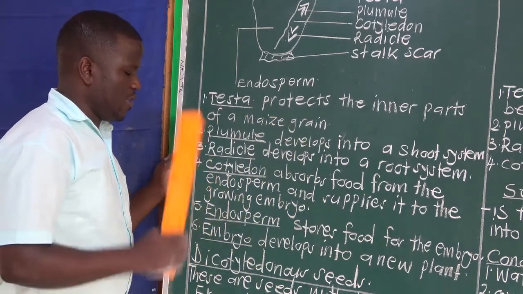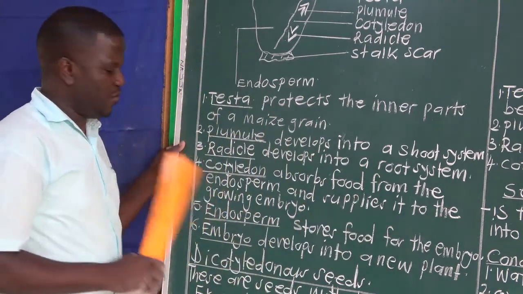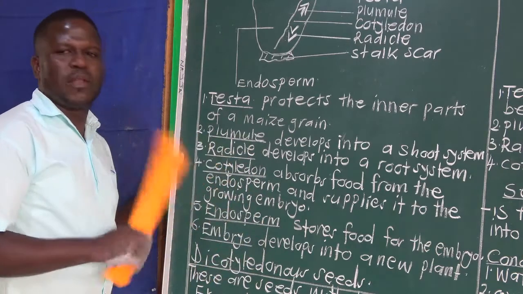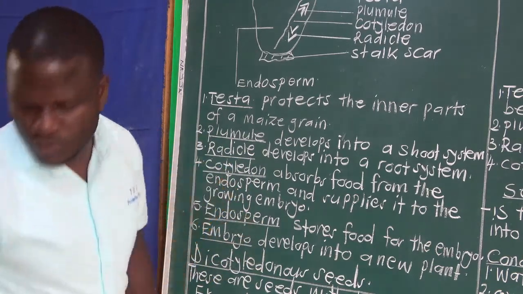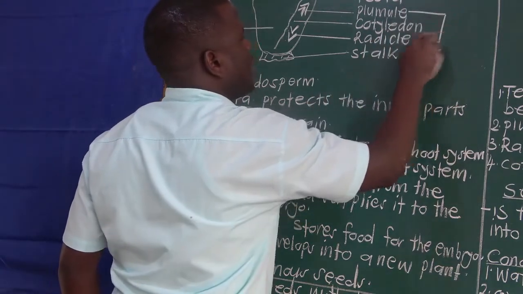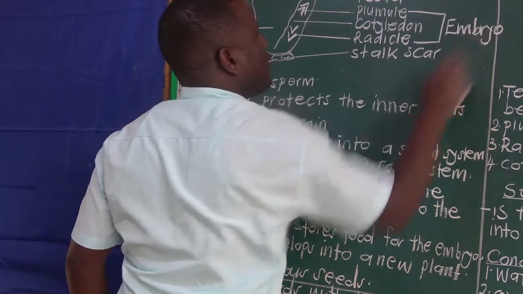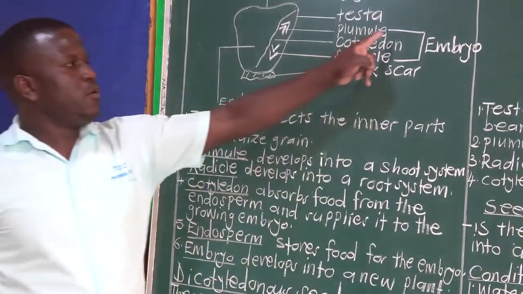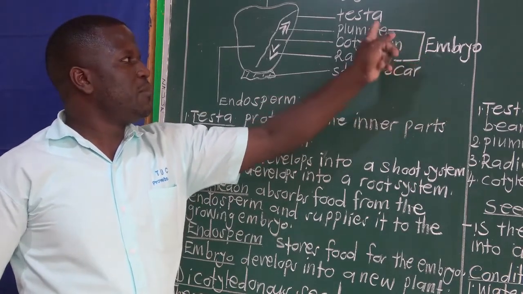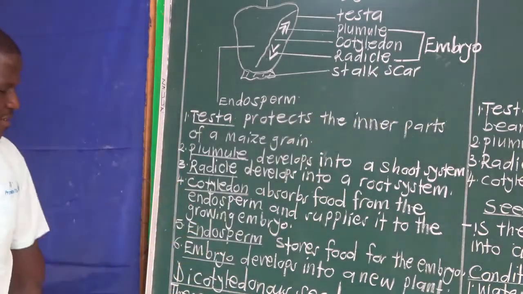Then we have a part called endosperm. It stores food for the growing embryo. Then lastly we have a part called embryo. Embryo develops into a new plant. Now the embryo consists of the plumule and the radicle. We said the plumule develops into a shoot system, radicle develops into a root system. So the embryo consists of the plumule and the radicle, therefore the embryo develops into a new plant.